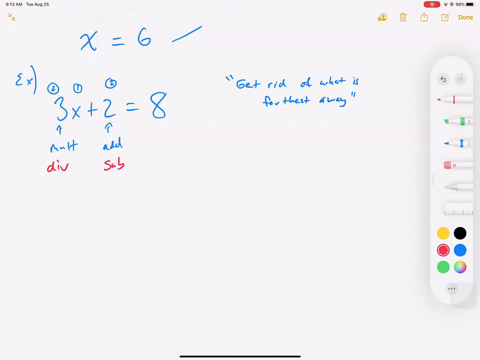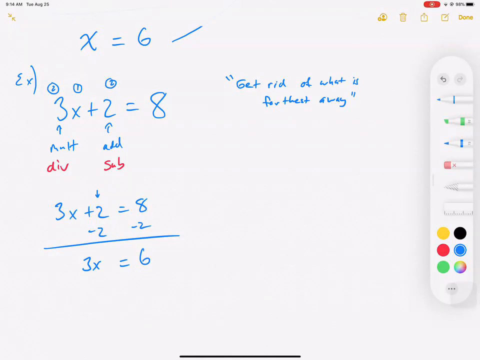So let's go ahead and do that. I'm going to rewrite this so you guys can see it. We targeted the 2 first, so the opposite of plus 2 is minus 2 to both sides. We're left with the 3x because I haven't touched it. It's almost like I sniper shot the 2, and 3 is like, what? And 8 minus 2 is 6.